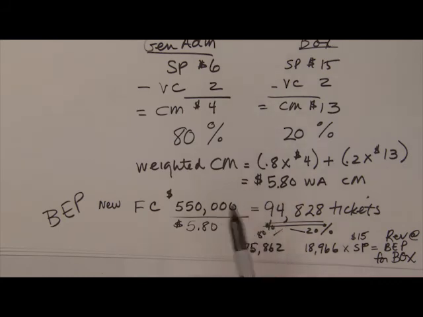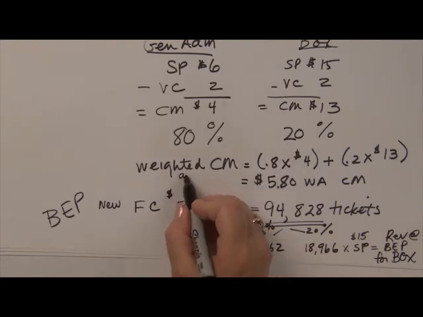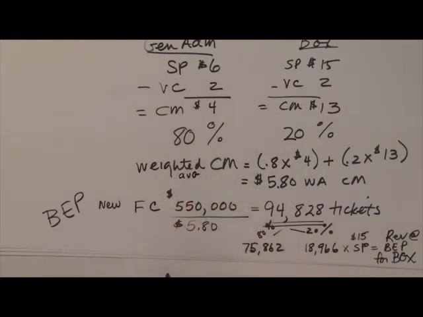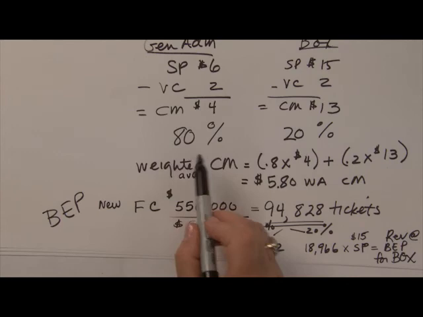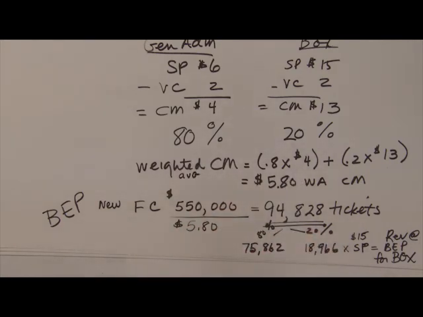So when we have 2 or more products, the point here is we have to calculate what's called the weighted average contribution margin. And once we find it, then we can find the break-even point. But please understand, this break-even point will only be correct when we sell 80% general admission and 20% box seats. And this whole thing rests upon those percentages. If those percentages turn out to be different, then we would have a different break-even point.